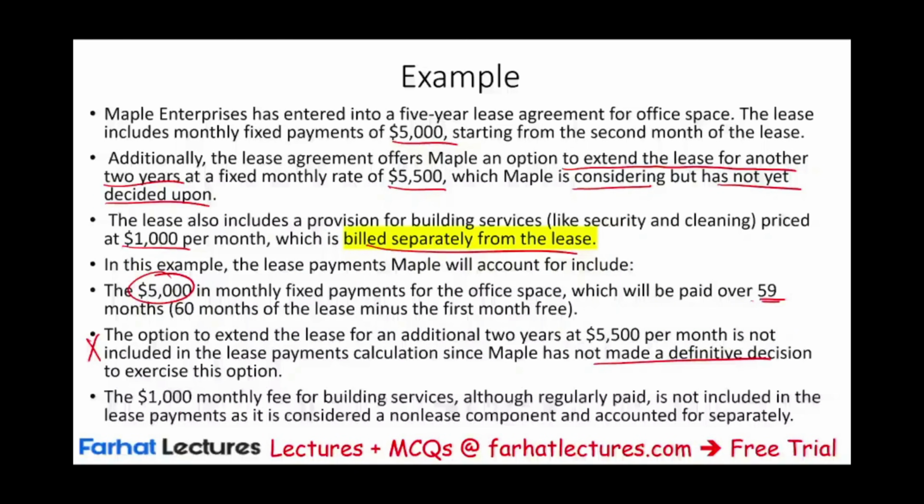And the $1,000 monthly fee for building services is not included in the lease payment. Well, it's a non-lease component and accounted for separately. So simply put, we'll take $5,000 and we discount it for 59 months based on whatever discount rate we are using.